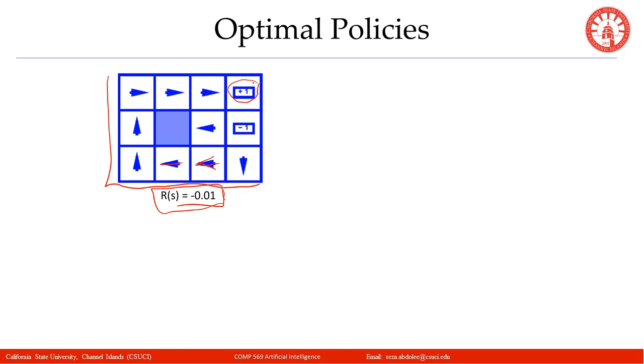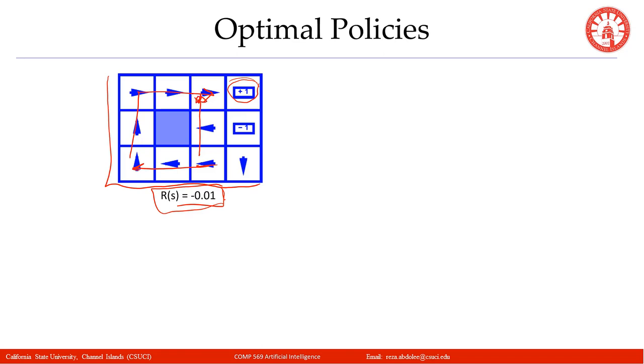But as you can see, the policy tells you to move to this direction and then this direction and this direction, and then reach the maximum reward at the end of this corner. And it doesn't give you this path. So what is the reason?